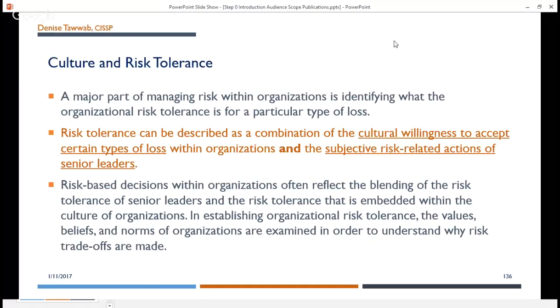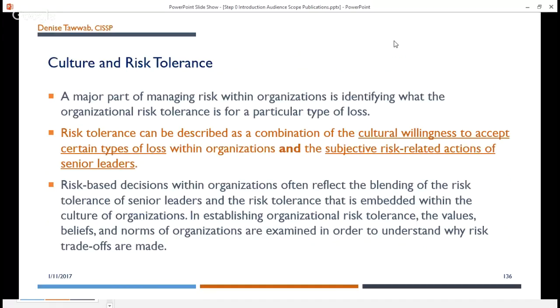Culture and risk tolerance. A major part of managing risk within your organization is identifying what the risk tolerance is for a particular type of loss. Risk tolerance can be described as a combination of the cultural willingness to accept certain types of loss within organizations and the subjective risk-related actions of senior leaders. Again, risk tolerance is a combination of the cultural willingness to accept certain types of loss within organizations and the subjective risk-related actions of senior leaders.